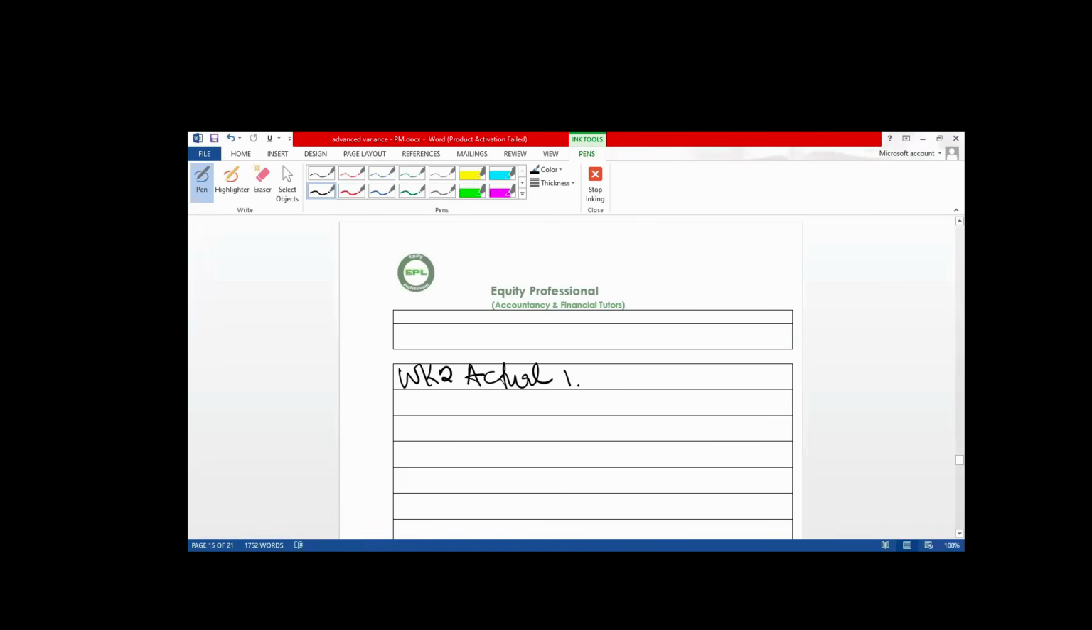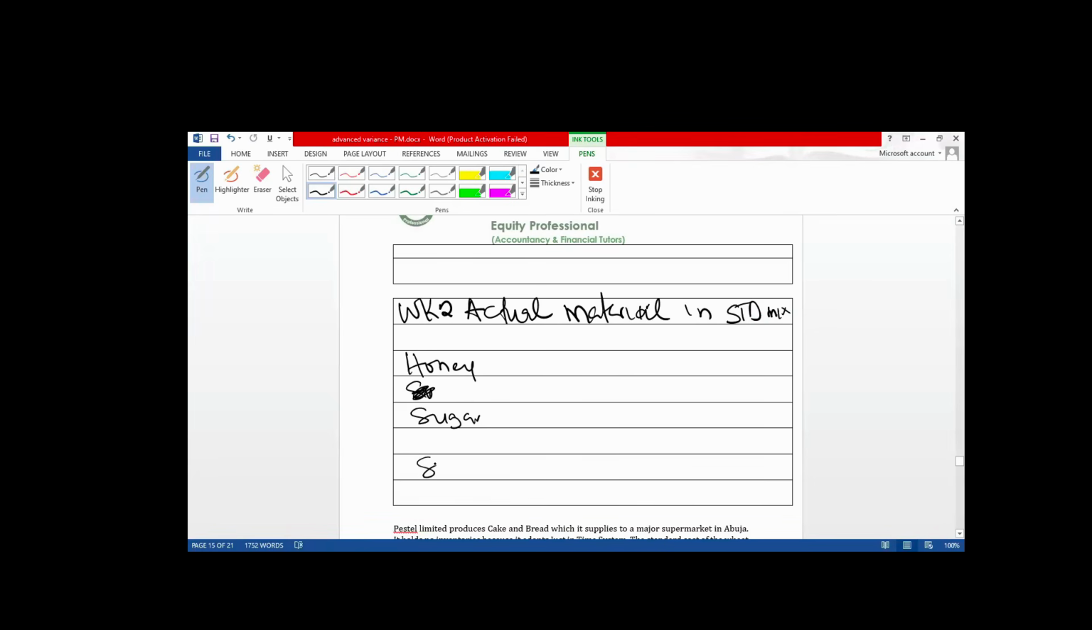Actual material in standard mix. We have honey, we have sugar, we have syrup. Standard here is 20, here is 15, here is 10. Please sum up. This is 45.